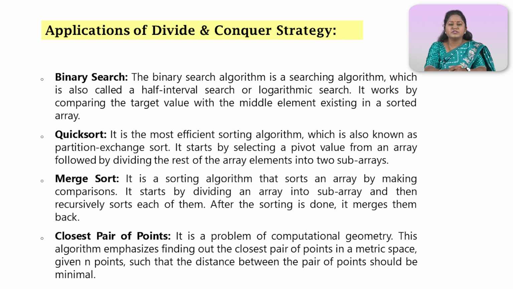Another most important one after binary search is quick sort. Quick sort is an efficient sorting method using a partition exchange method. It starts by selecting a pivot value from an array and dividing the rest of the array elements into two subarrays. The partition is made by comparing each element with the pivot value, placing the greater or lesser values accordingly, and then sorting the subarrays recursively.